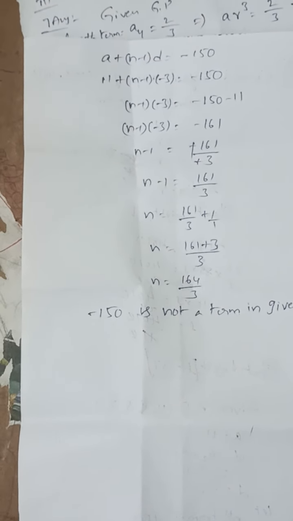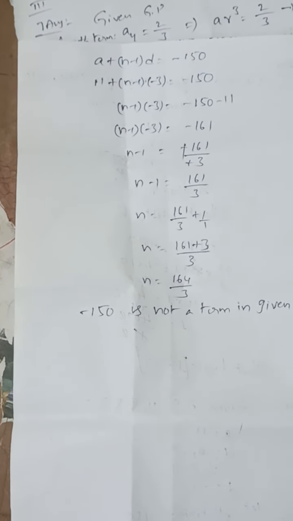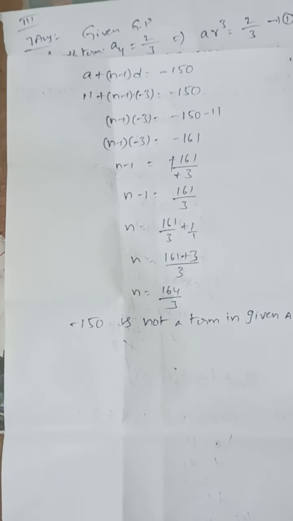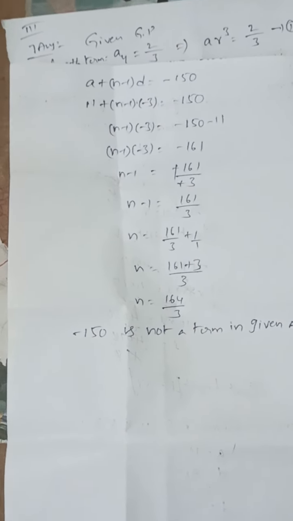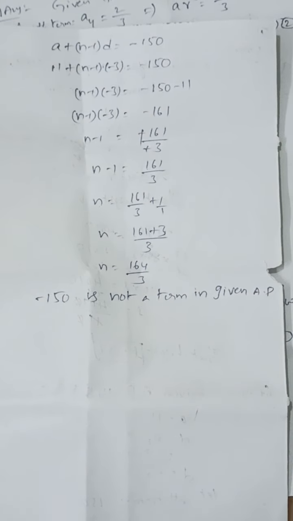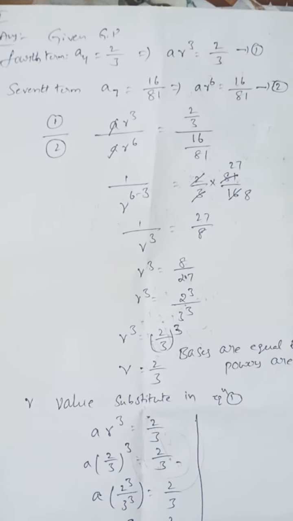n is equal to minus 1 plus 161 by 3, plus 1. So my n is equal to 164 by 3. So 164 by 3 cannot cancel. So we can get the decimals when you cancel. So therefore the minus 150 is not a term in the given AP.